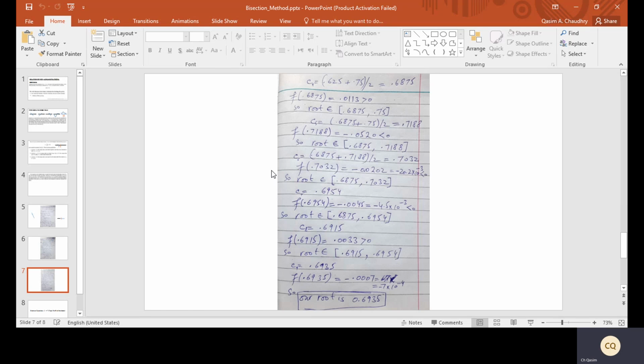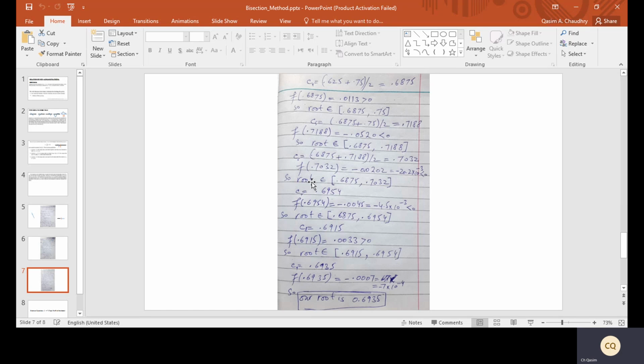Similarly, students, now the next value, C6, is 0.7032, and F of this one is equal to minus 0.0202. Students, I have written in this form as well. I will explain why I have written it here. Otherwise, you don't need to do this. But I will explain what the reason and motivation behind it was, so at the end, I will let you know.